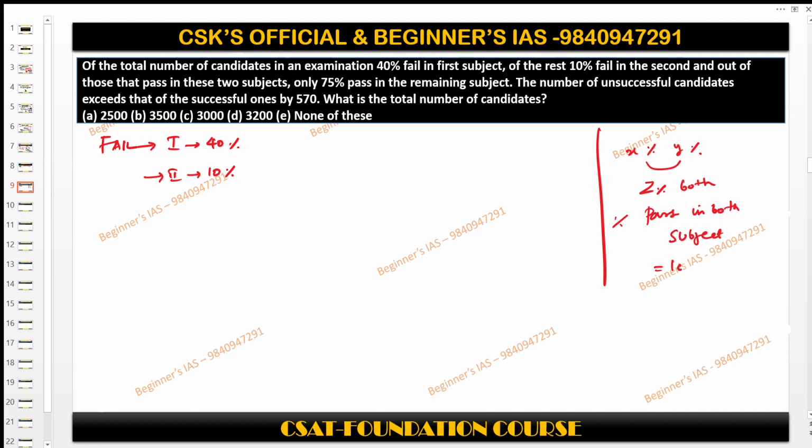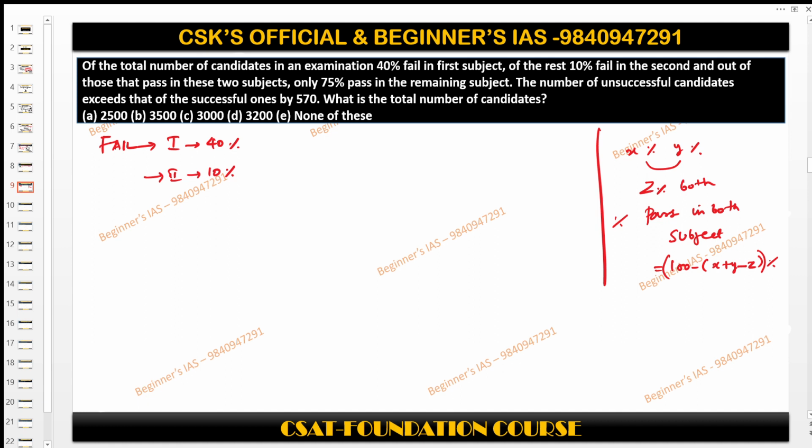So what is this concept? 100 minus of (x plus y minus z). This concept only, right? Option B. Now, the question here is not dealing with the percentage. Is the question dealing with the percentage? No, right? The question is dealing with the total number of candidates.